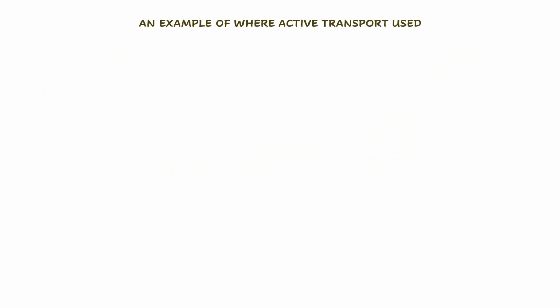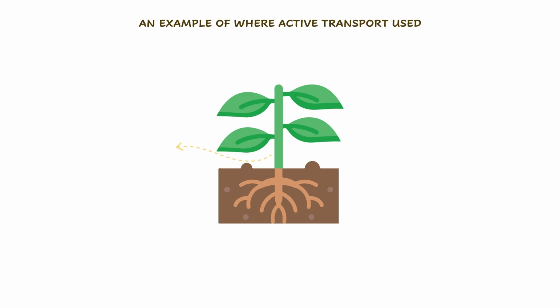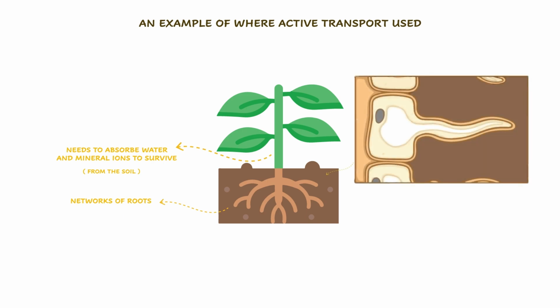Now, let's look at an example of active transport in action. Consider a plant like this one. It absorbs large amounts of water and mineral ions from the soil to survive. To aid in absorption, plants have root networks that extend into the ground. If we take a closer look, we see that the outer layer of the roots contains specialized cells called root hair cells. These cells absorb both water and mineral ions.